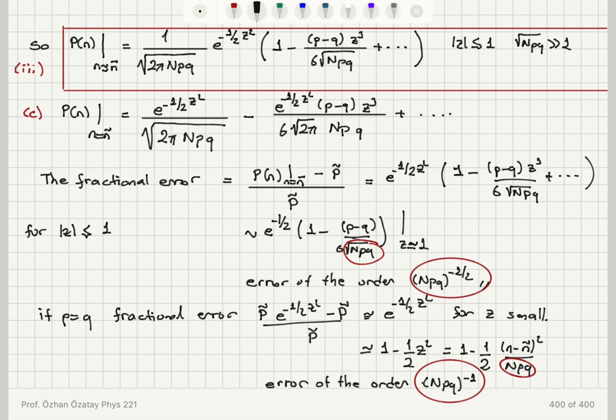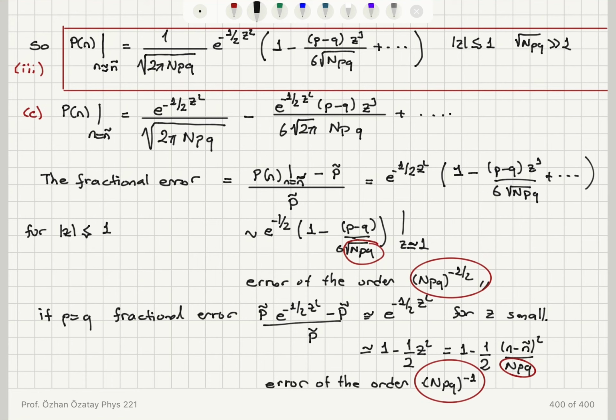And now we're looking at the fractional error. What is the approximate value of p of n when n is around n tilde obtained by this expression, minus the most probable value of p, divided by the most probable value of p? That is the fractional error. And we find that for z close to 1, for example, this is basically of the order of 1 over square root npq. If p is equal to q, on the other hand, then we have the z square term remaining, and for the exponential e to the minus 1/2 z square, for small z we can use the expansion of the exponential for small x. So we have 1 plus x plus x squared over 2 factorial, so that is here 1 minus 1 over 2 z square.